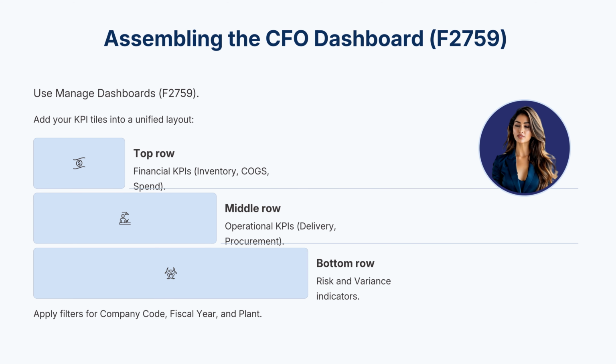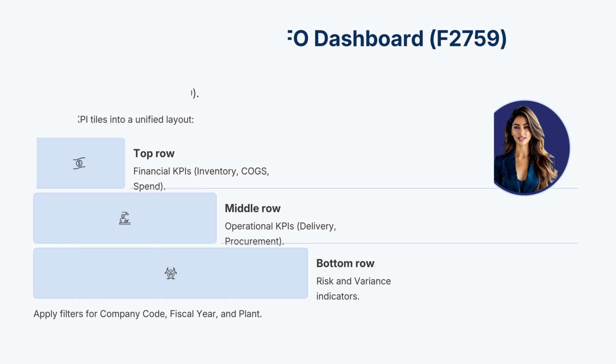Assembling the CFO dashboard, F2759. Now, assemble everything using Manage Dashboards F2759. Arrange your tiles into 3 rows. Top, financial KPIs like inventory value and COGS. Middle, operational KPIs like delivery performance. Bottom, risk indicators like spend overrun. Add filters for plant, fiscal year, and company code to enable customized executive views.